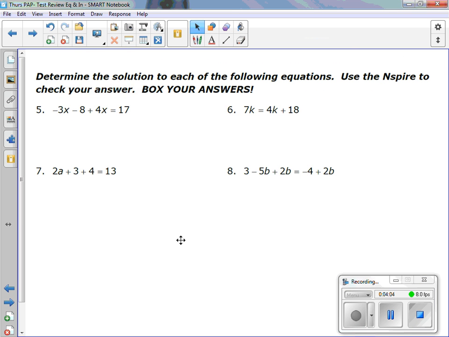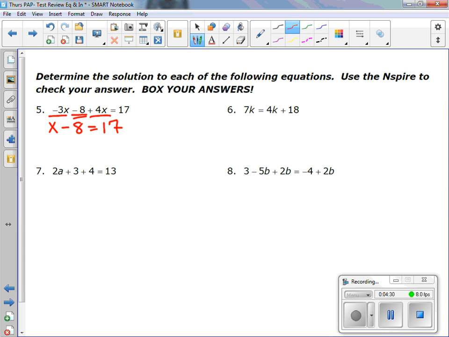Next, we're going to solve these equations, and then we'll talk about how to check your answer using the calculator. So for these next few problems, the first thing we need to do is combine like terms. So going through, I'm going to locate all my x's. I've got a -3x, a positive 4x. -3 and positive 4 gives me positive 1x. I have a -8, and that equals 17.